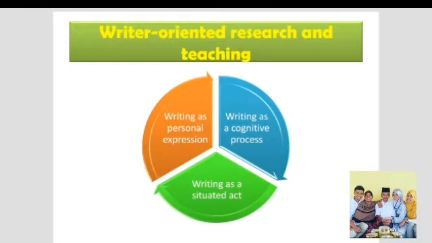The expressivist views strongly resist a narrow definition of writing based on notions of correct grammar and usage. Instead, it sees writing as a creative act of discovery in which the process is as important as the product to the writer.